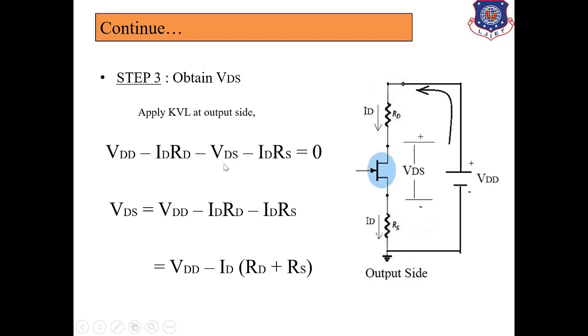Make VDS the subject and take common drain current ID from these two terms, the second and the fourth term. So the final equation of VDS, the output voltage of the channel of the JFET for the voltage divider biasing technique, is equal to VDD minus ID in the bracket RD plus RS.